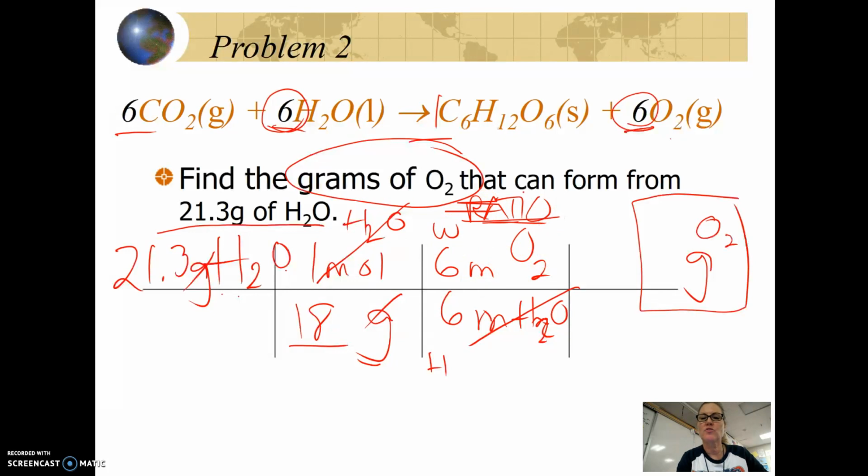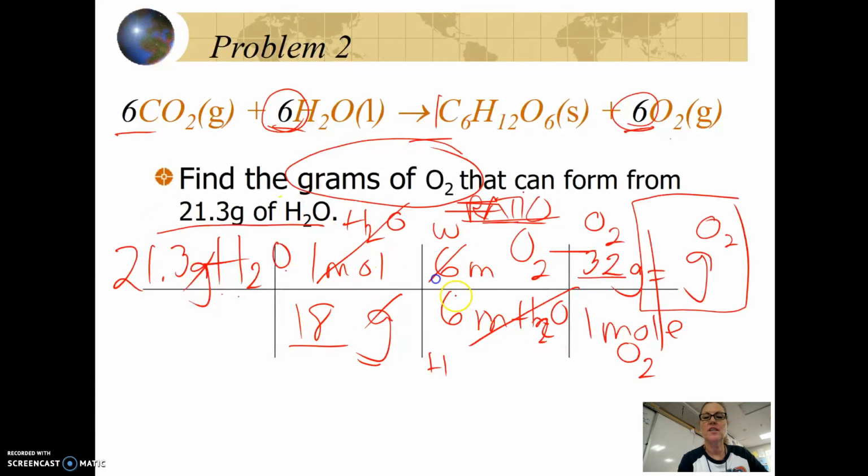It allows you to change from anything in the equation to any other thing in the equation, which puts you on your road to crossing to the new substance. So now I have moles of O2. My last step is going to be taking the moles of O2, 1 mole of O2, and converting it to grams. So I need the molar mass of O2 now, which is 16 and 16, or 32 grams. So in order to solve this, what I'm going to end up having for math is 21.3 divided by 18.